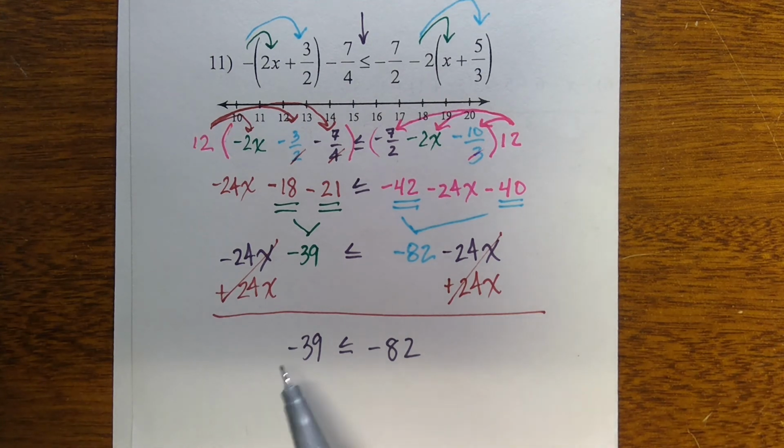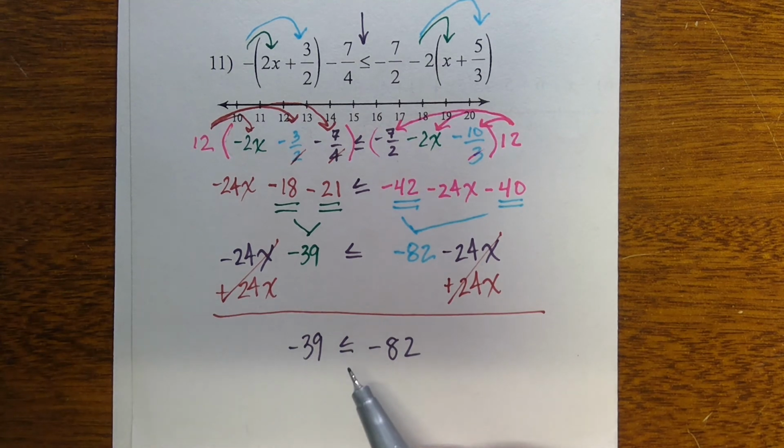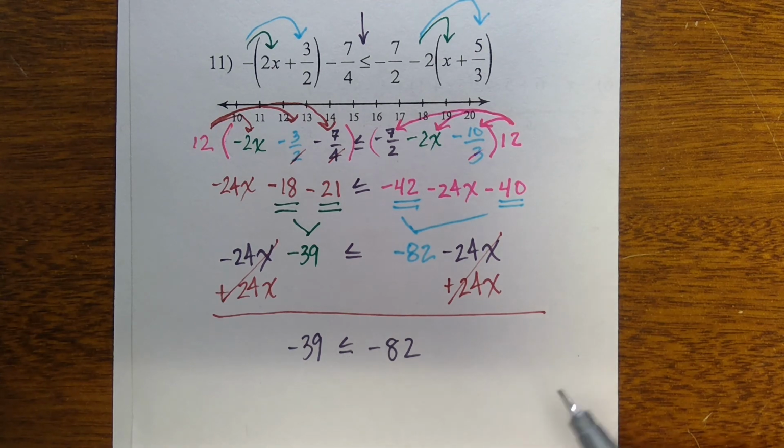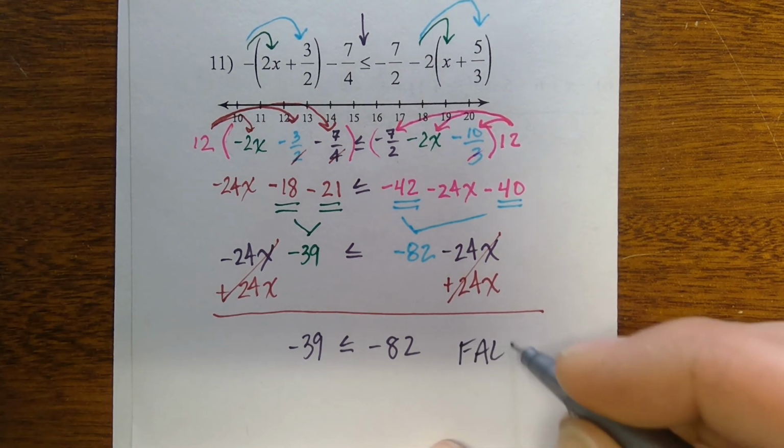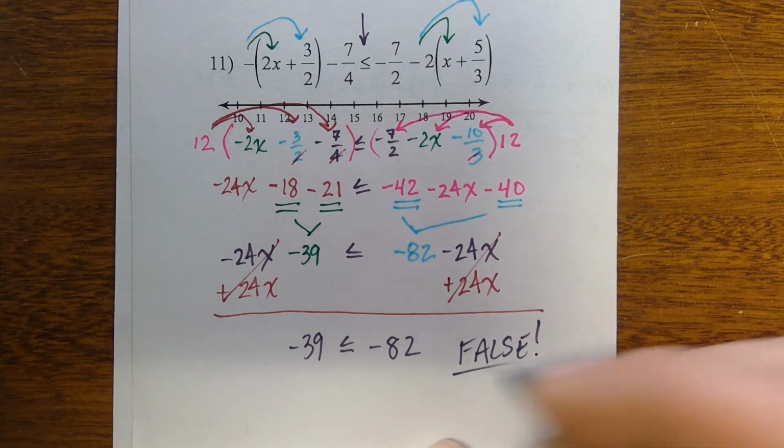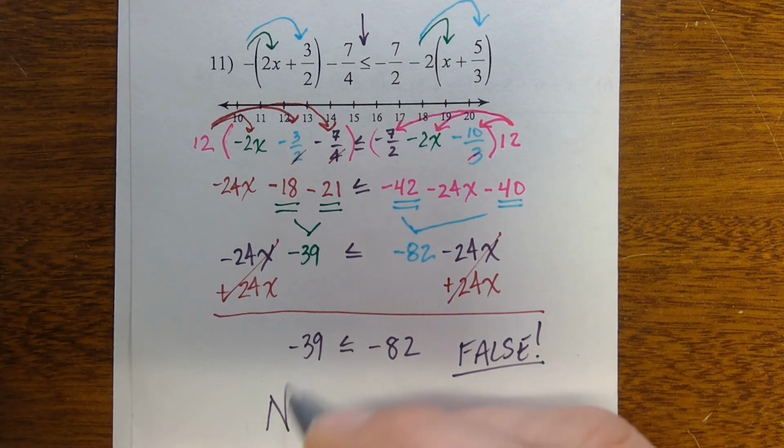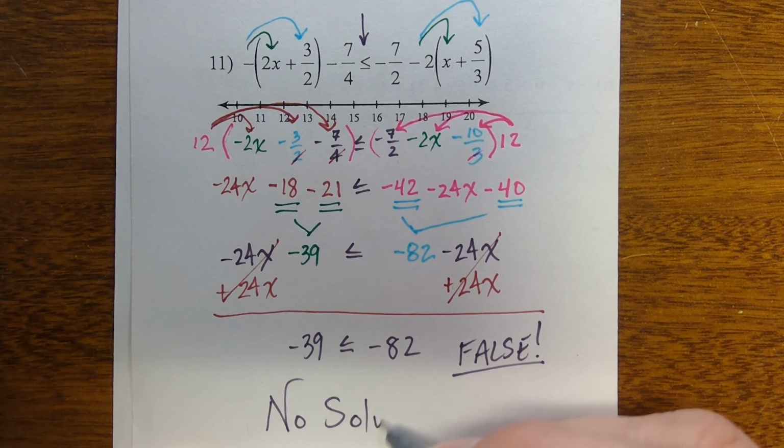So we look at this statement right here. It says that -39 is less than or equal to -82, meaning it's either the exact same number as this or it's to the left of this one. Negative 39 is less than or equal to negative 82. That is false. That means there is no solution.